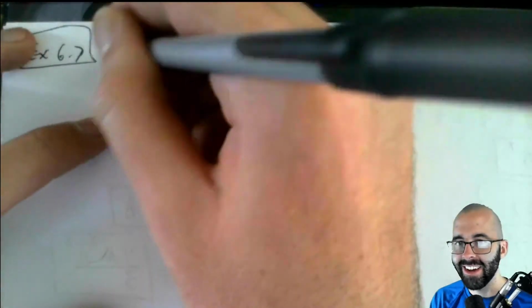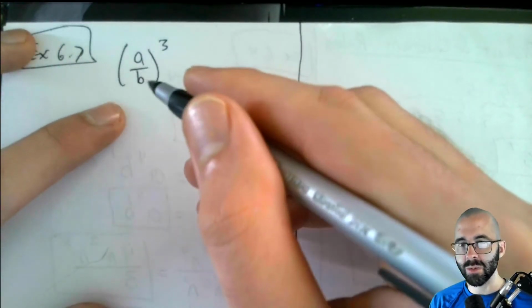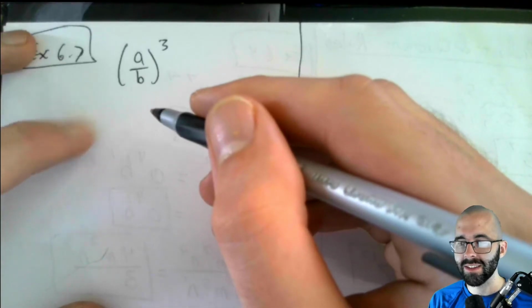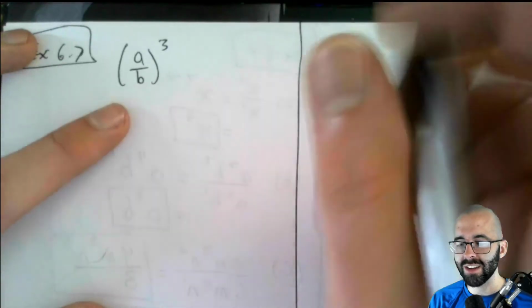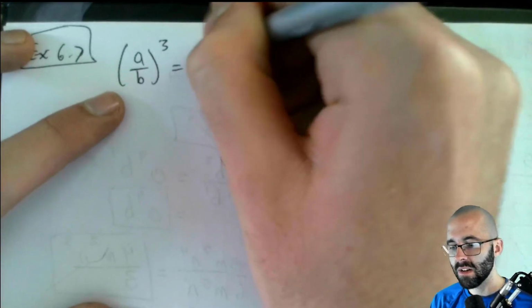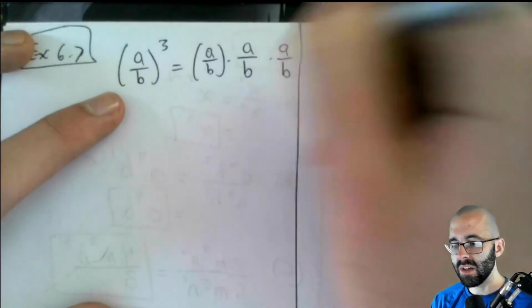So if I have a over b cubed, hopefully at this point you have a suspicion of what's going to happen. Hopefully your spidey senses are tingling. But right, this is a over b. We don't need parentheses here. Times a over b times a over b.